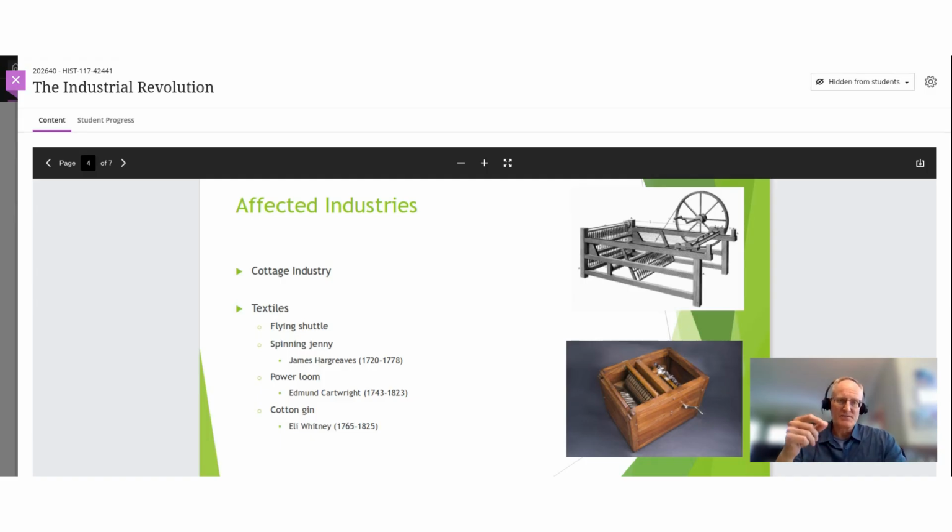that process of extracting seeds was done by hand, done by slave labor. But when Eli Whitney invents the cotton gin in 1793, this is going to revolutionize that processing of the cotton.